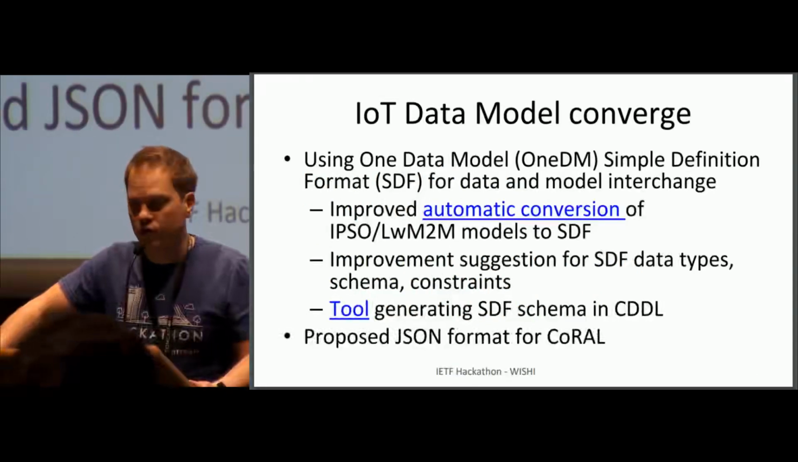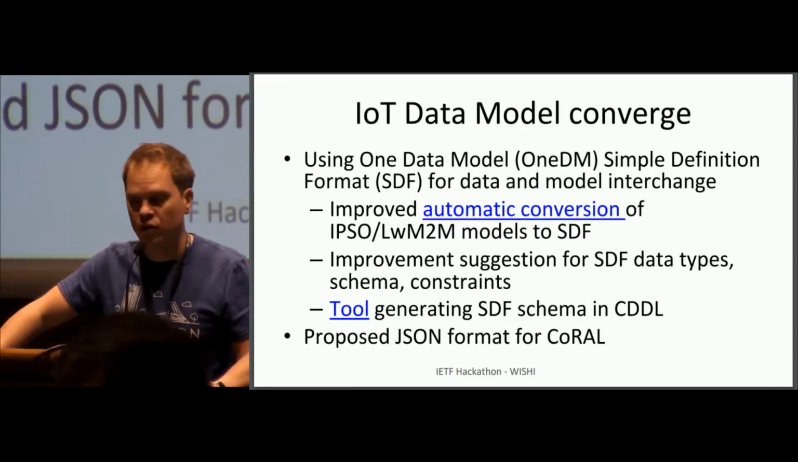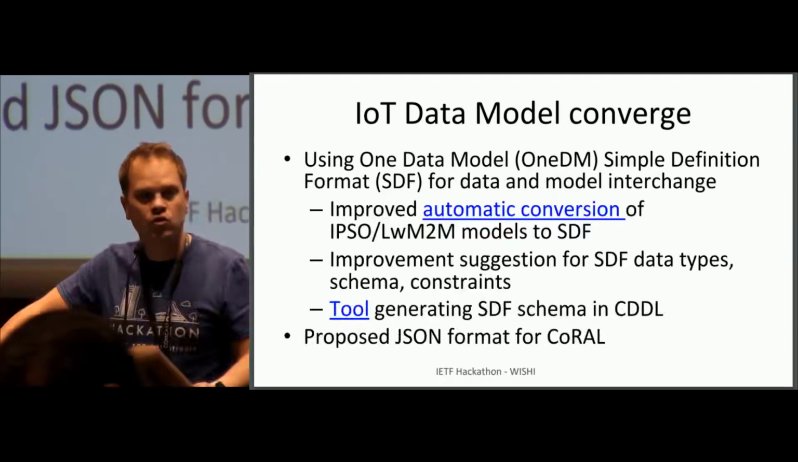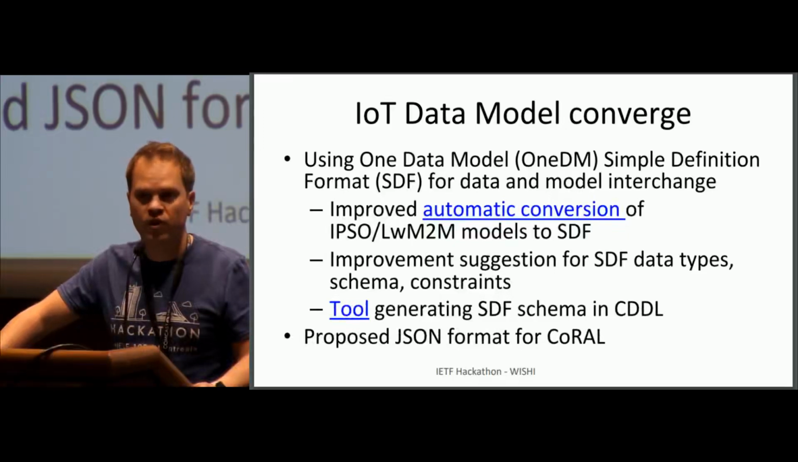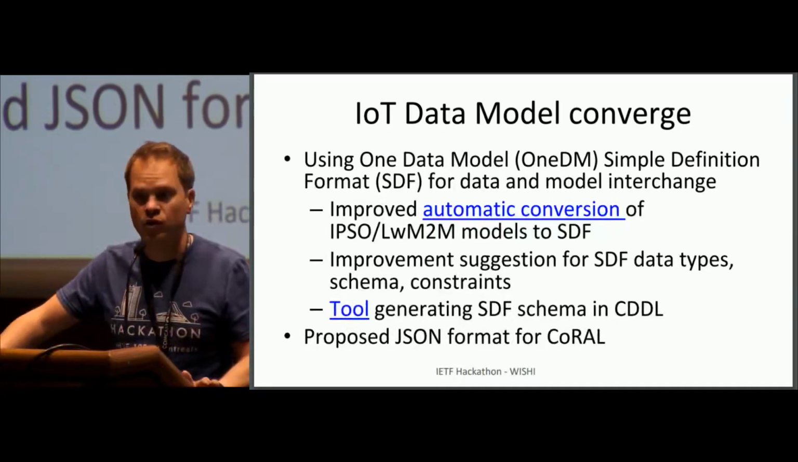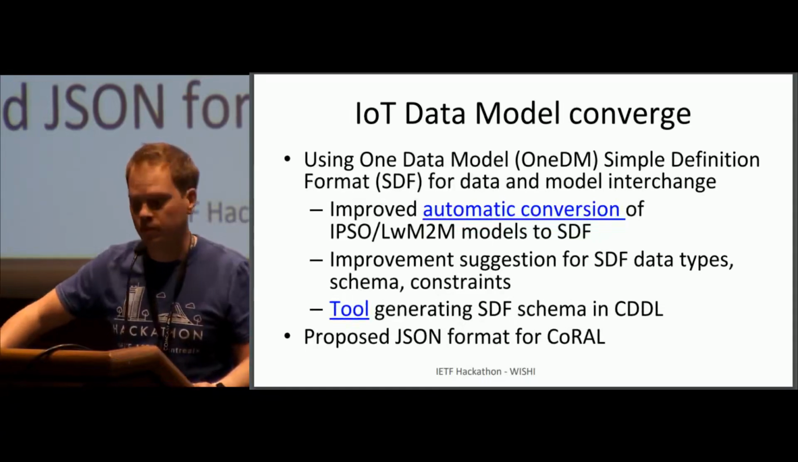On the data model convergence, we use the One Data Model simple definition format to do data and model interchange. So the format is a language that you can use to describe data models from a variety of different organizations, and based on those descriptions you can do, for example, translators between those models, but also exchange model data, so bring, for example, models from different ecosystems to your ecosystem.